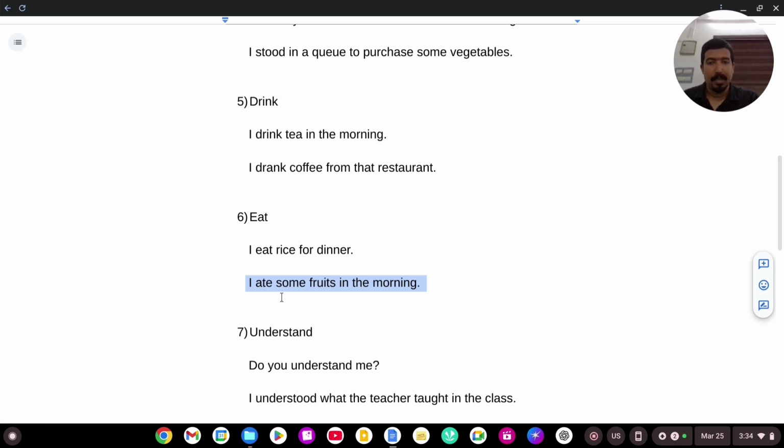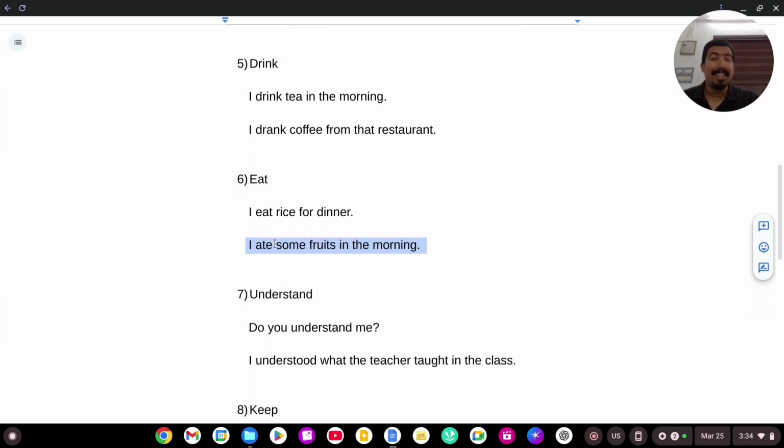That's a completed action. I am telling my friend I ate some fruits in the morning. I am telling this to my friend in the afternoon. So I ate some fruits in the morning. That's a completed action. Eat, V1 form. Eat, ate is the V2 form or the past form. That is something you completed. Eat and ate.